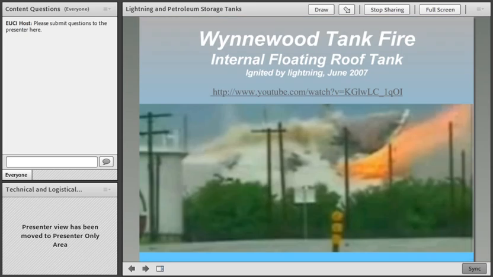So this is a still from that YouTube video, and what we're looking at is the flames being emitted out of the side of the tank. This is actually the roof of the tank being blown off by the ignition. This is an internal floating roof tank, and the fire was ignited between the outer fixed roof and the internal floating roof, which of course then caused the roof to be blown off the tank.